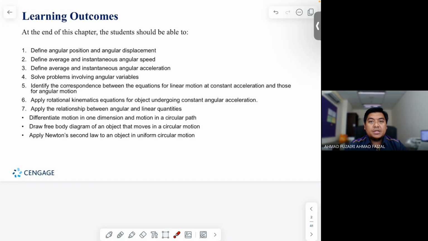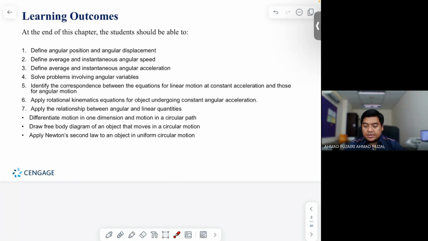Define average and instantaneous angular speed. Define average and instantaneous angular acceleration. Solve problems involving angular variables. Identify the correspondence between the equations for linear motion at constant acceleration and those for angular motion. We also can apply the rotational kinematics equations for objects undergoing constant angular acceleration. Lastly, apply the relationship between the angular and linear quantities.